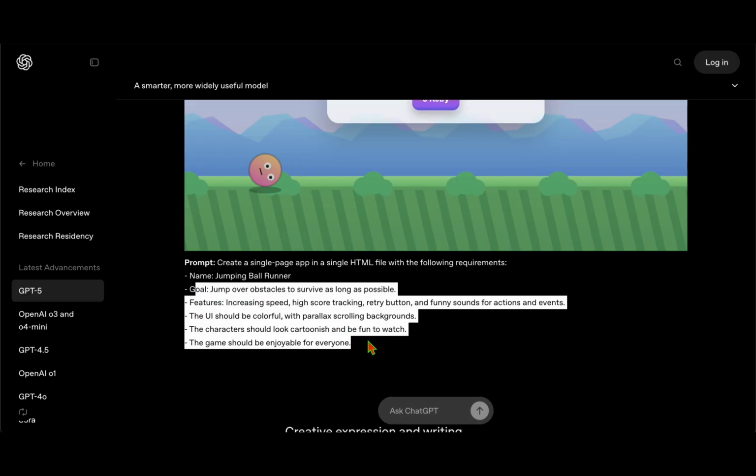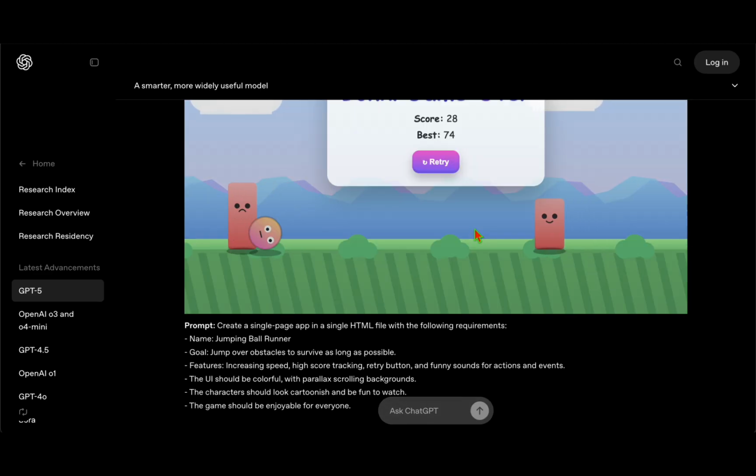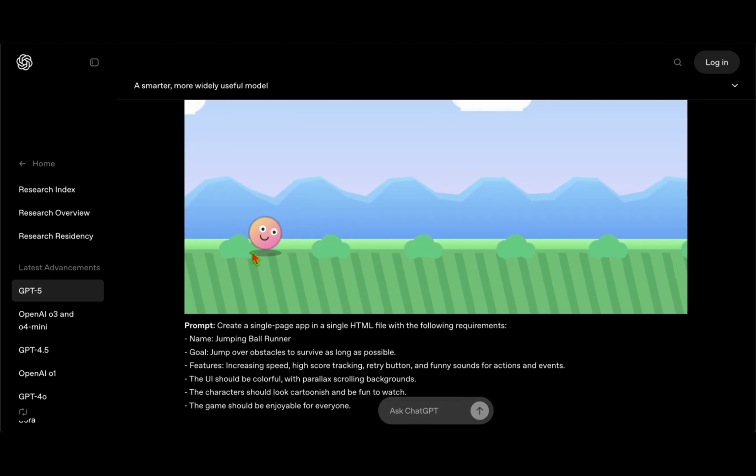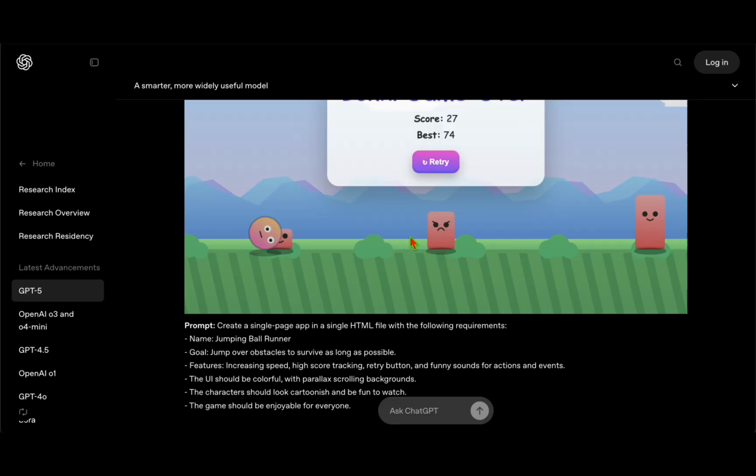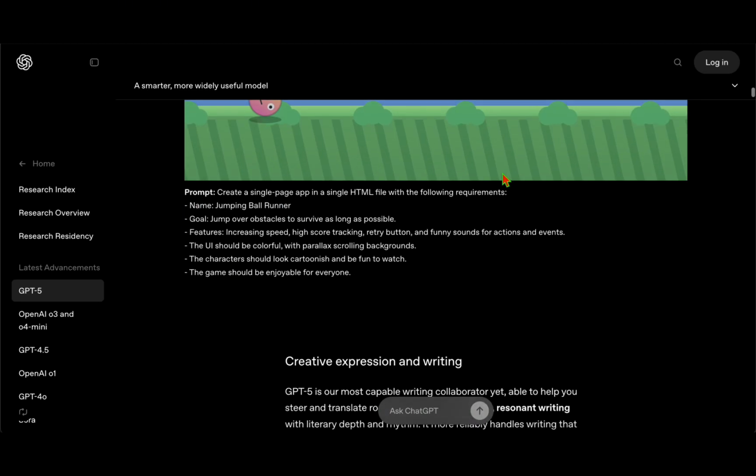I can see all of this happening in the game. So when we retry, we can see that there's parallax scrolling in the background. And we can see that the character is cartoonish and fun to watch. And definitely this model takes coding to the next level.